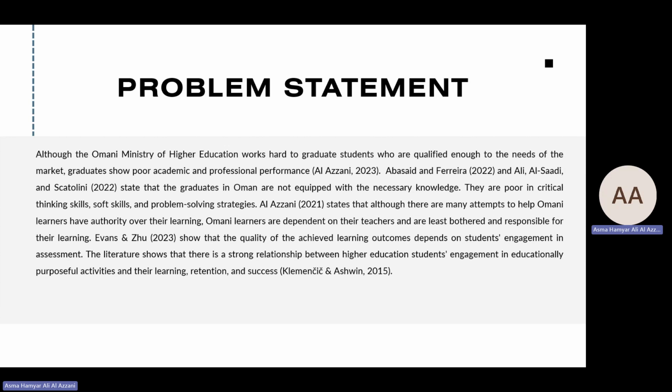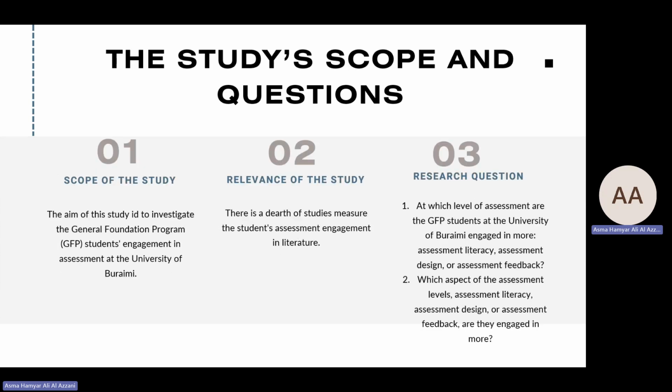Azzani 2021 states that although there are many attempts to help Omani learners to have authority over their learning, Omani learners are dependent on their teachers and they are least bothered and responsible for their learning. Ahvaz and Zhu 2023 show that the quality of the achieved learning outcomes depends on the students' engagement in assessment. The literature shows also that there is a strong relationship between students' engagement in educational activities and their learning, retention, and success.